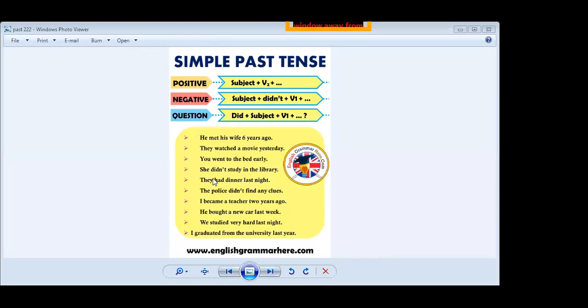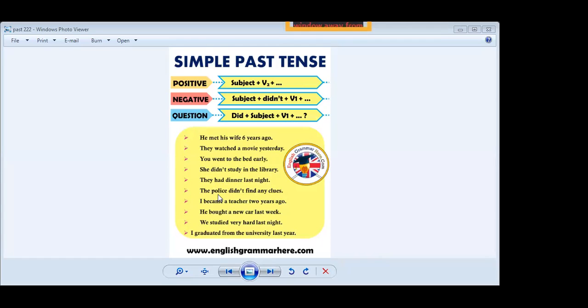So, she didn't study in the library. Can you see? We use didn't, negative. So we use didn't and we use study. Study is the infinitive verb, the base form. Study is verb 1. Okay, didn't, verb 1. Okay, another example.